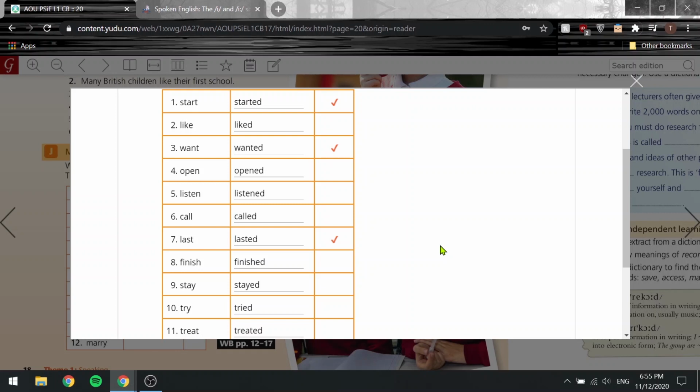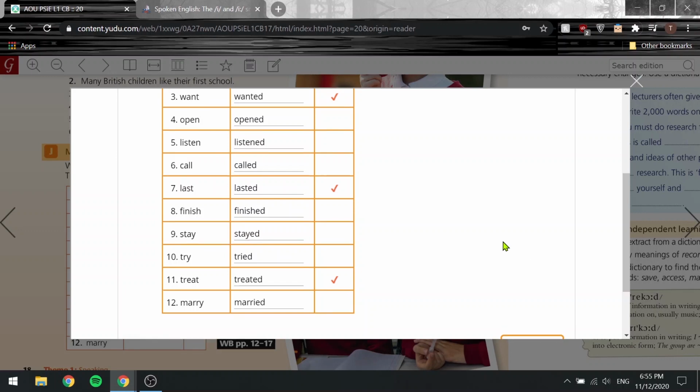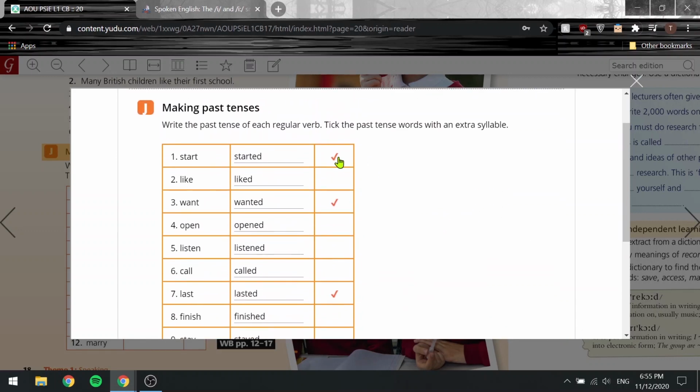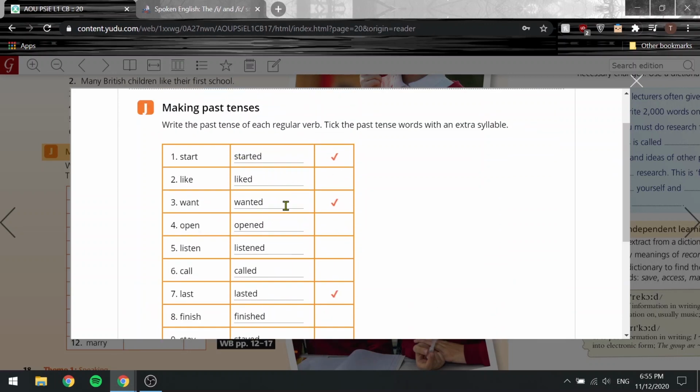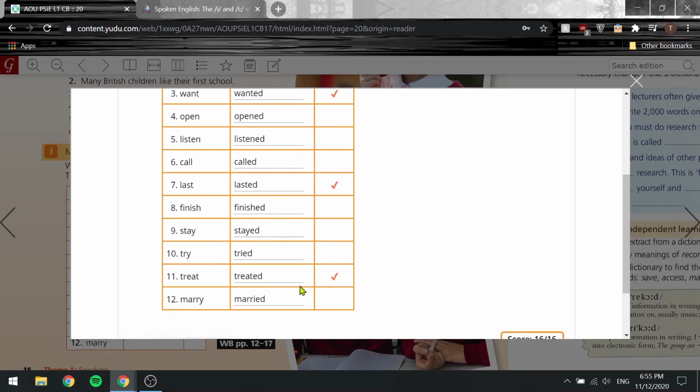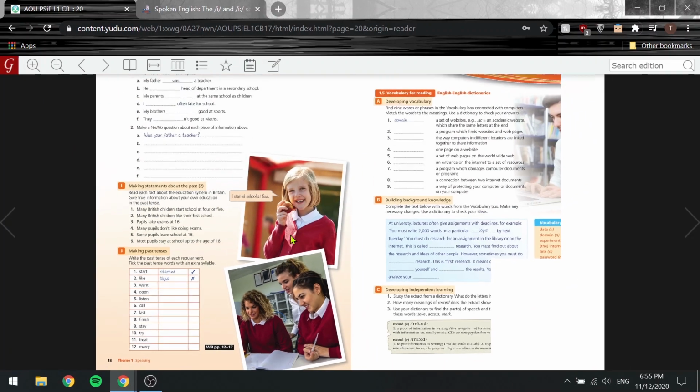Finished, nope. Stayed, no. Tried, nope. And then you have treated. Treated has, again, an extra syllable. Treat and then id. So treated. Again, I'll tick that. And then finally, we have married, not at all. Okay, so how many is that? 1, 2, 3, and 4. We have started, wanted, lasted, and treated. Okay, so I think that's about it. Yeah, that's about it. So what else do we have?